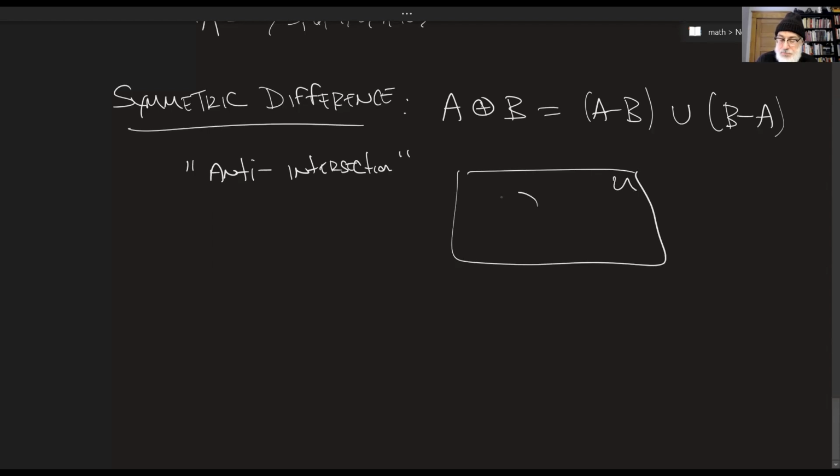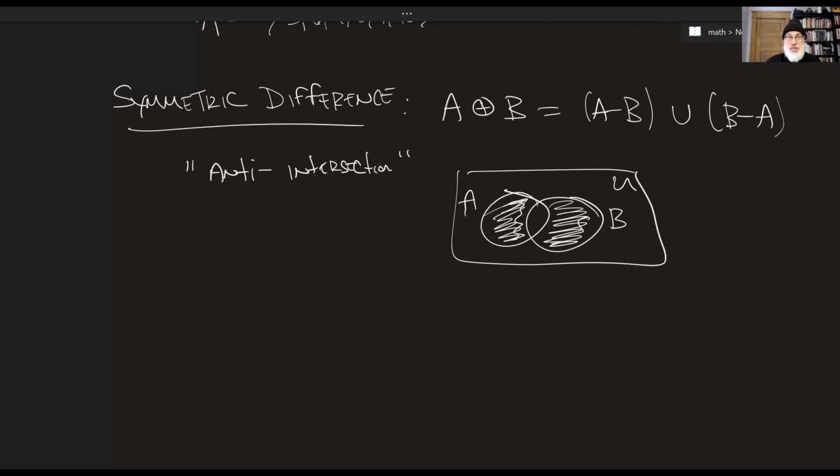So here's the universe, and here's A and B. So by this definition, we have all the things that are in A, and then we throw out the stuff that's in B. So that means we have this portion. The second portion is all the stuff that's in B, throwing out the stuff that's in A. So that's this. So you can see that the symmetric difference is really the union of A and B, and we throw out the intersection. So in a sense, it's the anti-intersection. Again, my terminology. I don't know how consistent that terminology is, but it helps me remember. It might help you remember. So that's a symmetric difference.